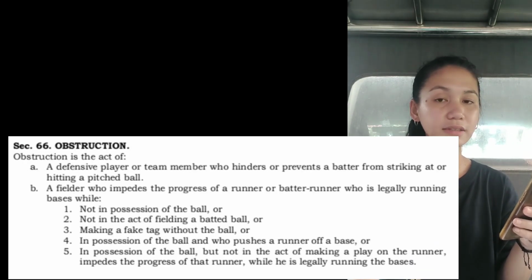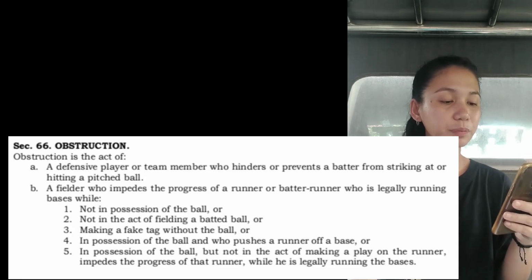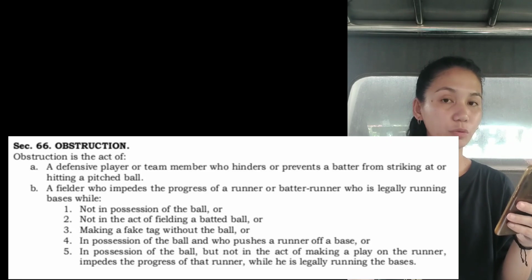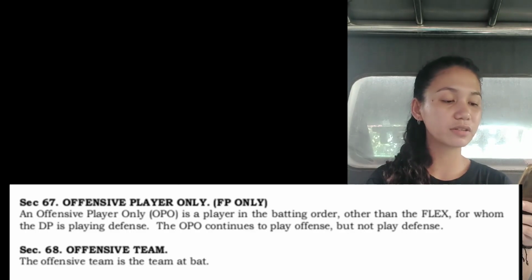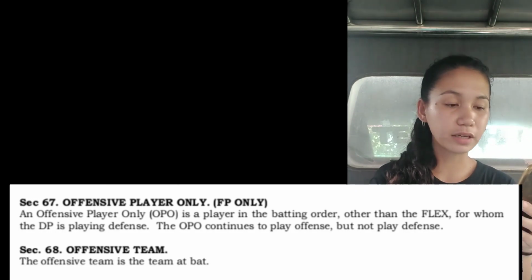Let's move on to section 66, the obstruction. Obstruction is the act of a defensive player or team member who hinders or prevents a batter from striking or hitting the pitched ball. B. A fielder who impedes the progress of a batter runner who is legally running. So that is section 66. So let's move on to section 67, the offensive player only. FP only. An offensive player only is a player in the batting order other than the flex for whom the DP is playing defense. The OPO continues playing offense but does not play defense. So that is section 67.